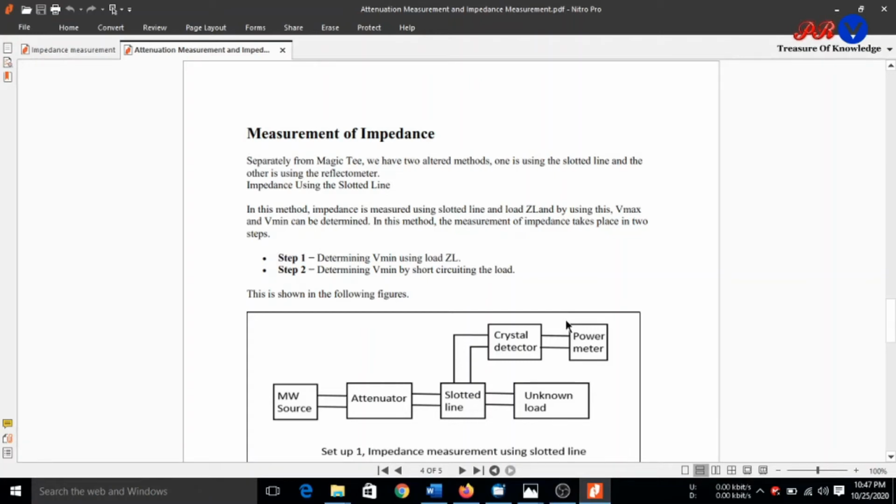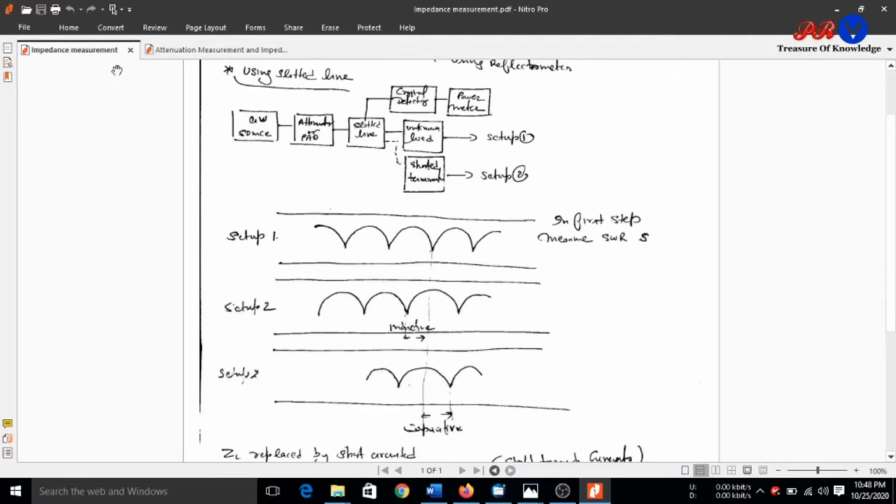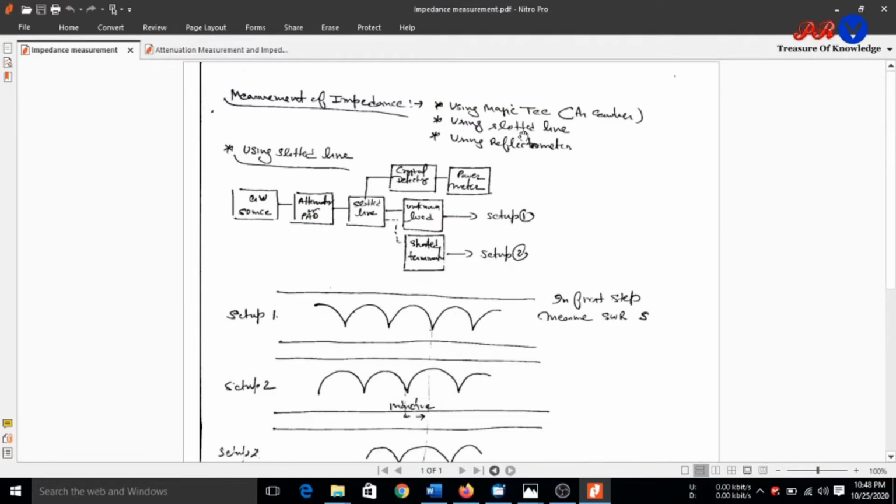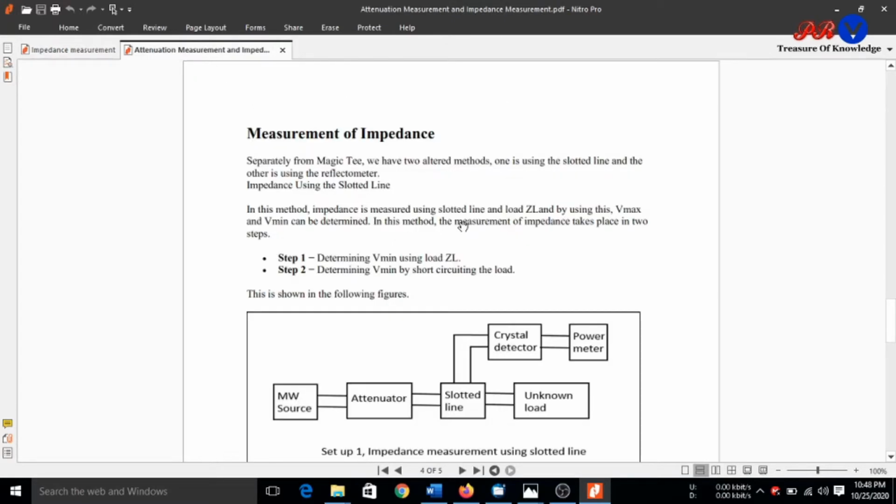So in this experiment we will study measurement of impedance. For impedance measurement we can use three techniques: using magic tee, using slotted line and using reflectometers. In this experiment we will study measurement of impedance using slotted line, how slotted line can be used for measurement of impedance. So basically it consists of two steps only.